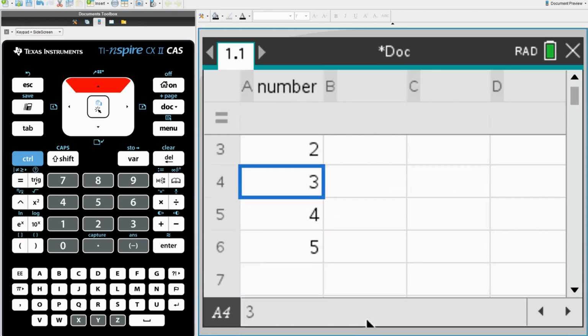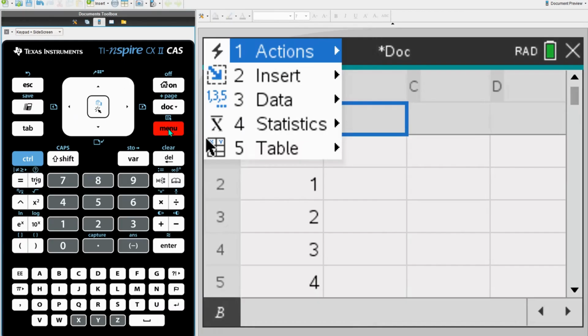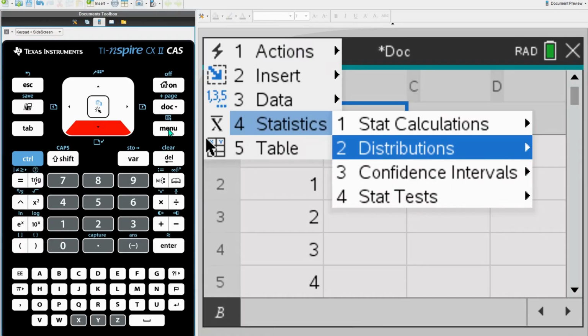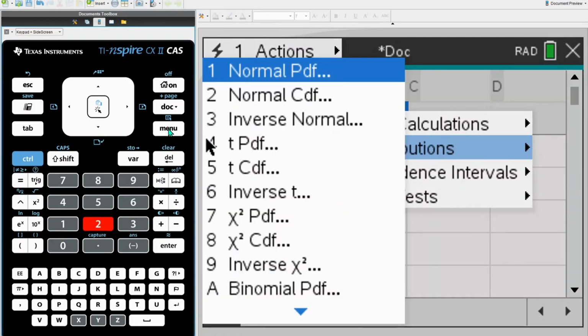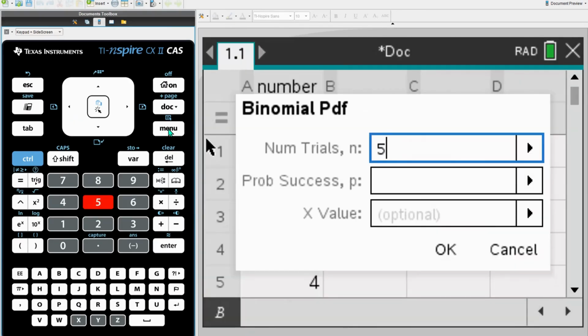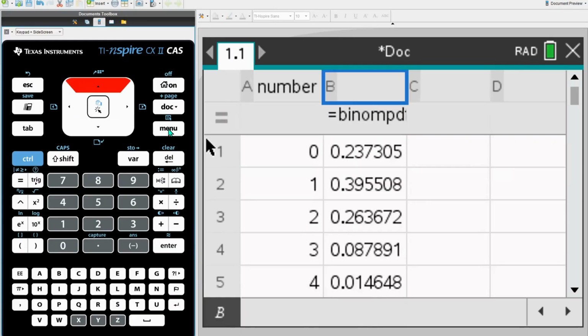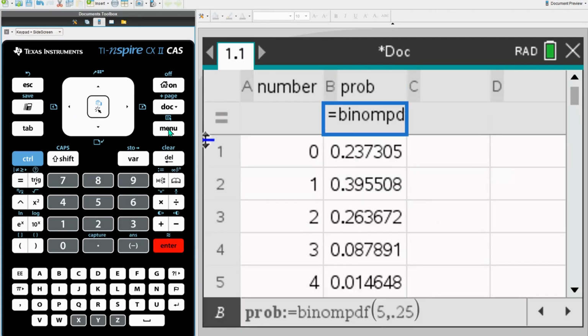So I'm going to do something I haven't done before, and that is I'm going to go into this cell, the one below the name cell, and we're going to put in all of the numbers from that probability distribution. I'll do that doing menu, statistics, distributions, and we'll choose the distribution binomial PDF. There's 5 trials, and the probability of success on each individual trial was 0.25. If I just hit enter, then all of those numbers from that probability distribution are now entered into this list. I'm going to give this list the name probabilities.